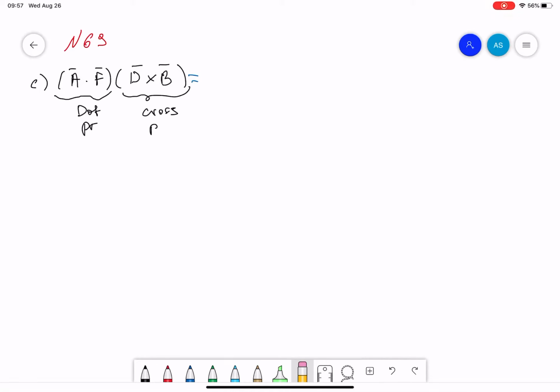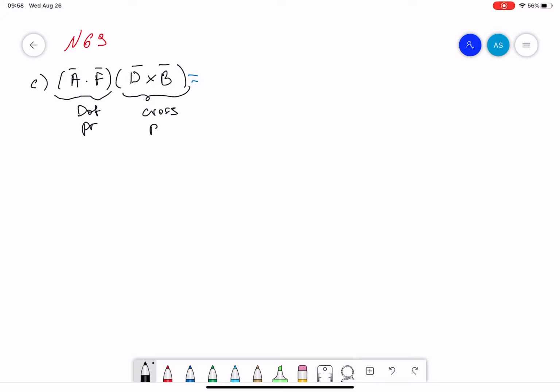Hello students. One student requested me to solve problem number 69. Here I'm going to solve only part C. We have A dot F multiplied by D cross B. As you can see, the first one is a dot product or scalar product, and the second one is a cross product or vector product. Moreover, we have given values.